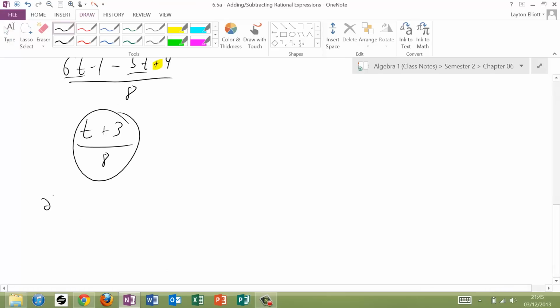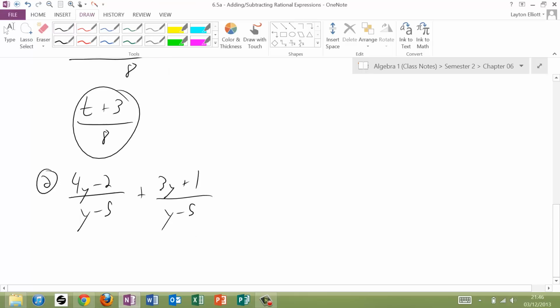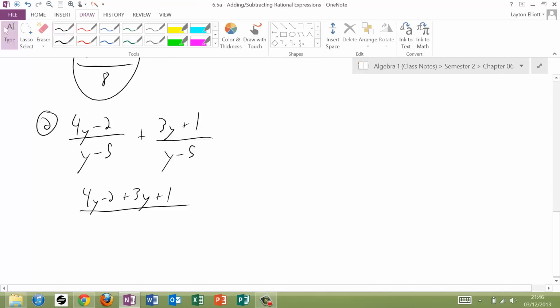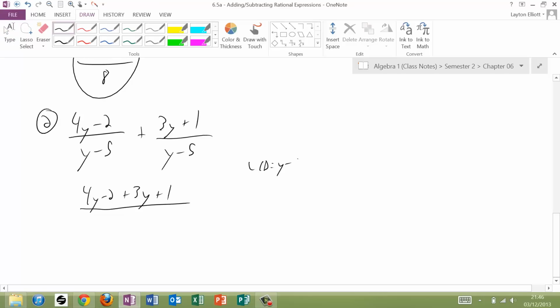Continuing on, number 2, I'm going to do 4y minus 2 over y minus 5 plus 3y plus 1 over y minus 5. Well, same thing, I can just add the numerators. So I'm going to have 4y minus 2 plus 3y plus 1 all over my LCD of y minus 5. And I get 7y minus 1 over y minus 5.